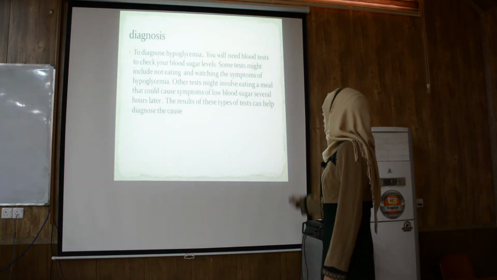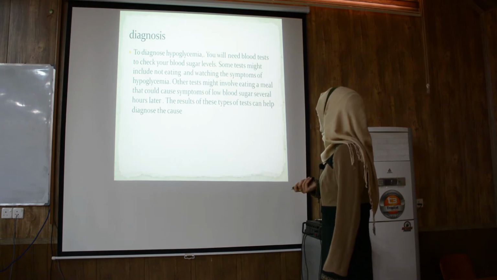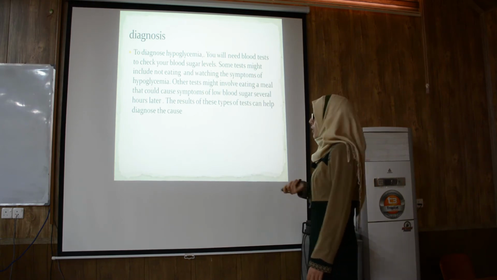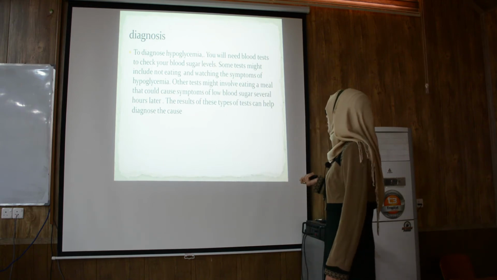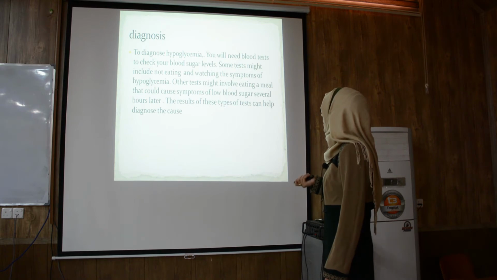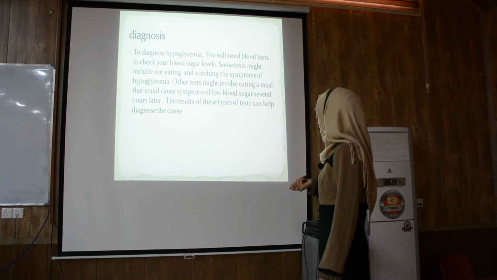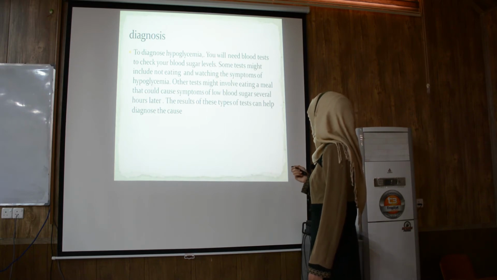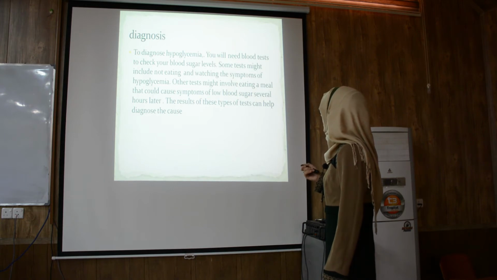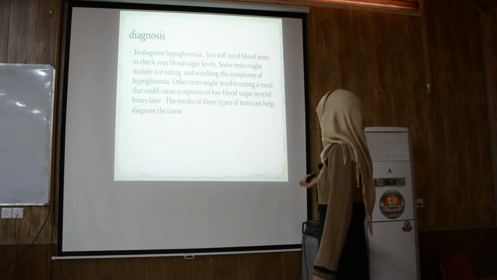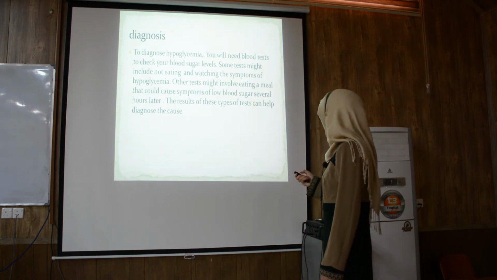Now, about the diagnosis of hypoglycemia. You will need a blood test to check your blood glucose level. There are 2 types of the test. The first one includes not eating and watching the symptoms. Another type of test includes eating a meal that causes the symptoms of hypoglycemia, or low blood glucose level, and monitoring for several hours.